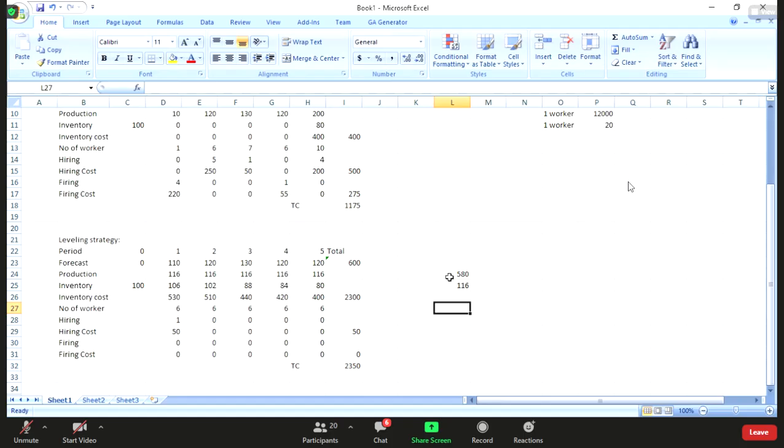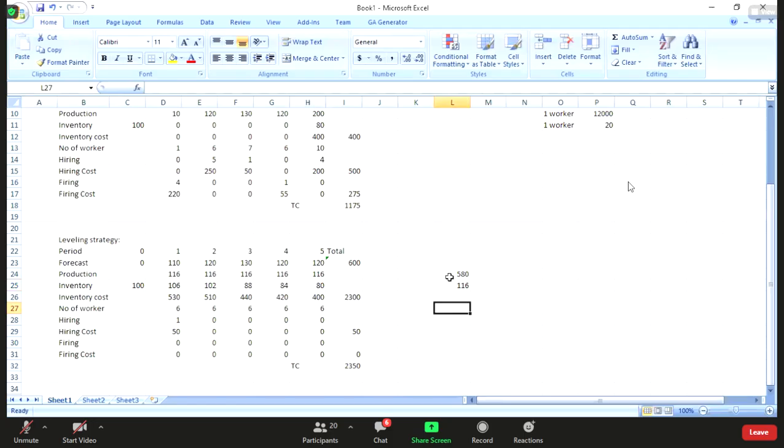Sir, what about subcontracting? Okay, good question. When we want to implement subcontracting, there is no data about subcontracting costs. So in that case, we cannot implement the subcontracting strategy because there is no information on subcontracting costs. Clear?